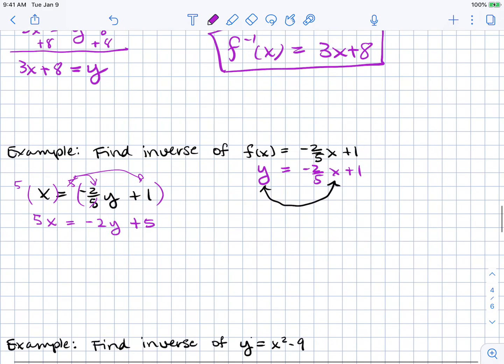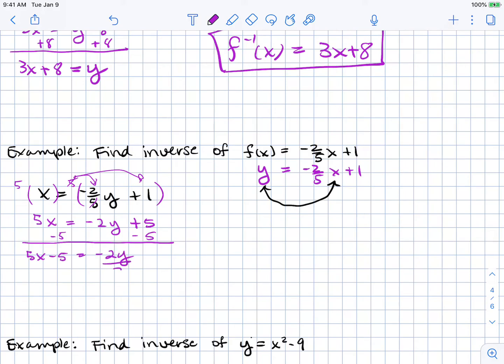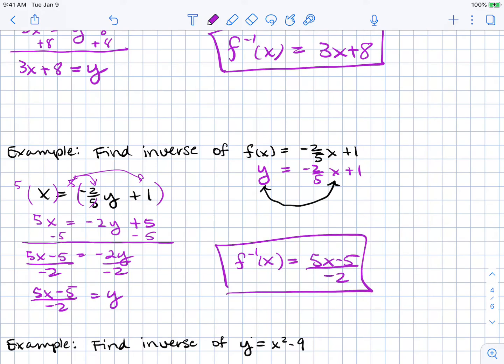And I still want to get my y alone, so I'm going to subtract 5 from both sides. And I get 5x minus 5 equals negative 2y. I divide by negative 2 on both sides, and I get 5x minus 5 all over negative 2 equals y. And so I'm going to write that in function notation, f to the negative 1 of x, and I get 5x minus 5 over negative 2. Okay.